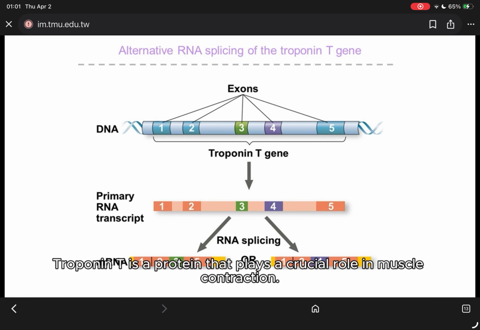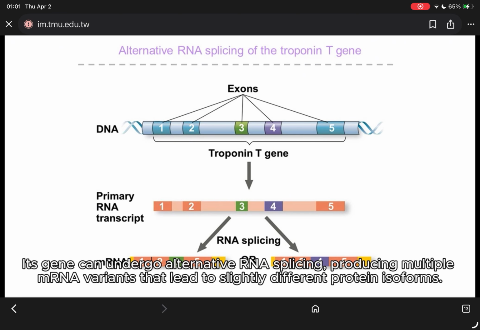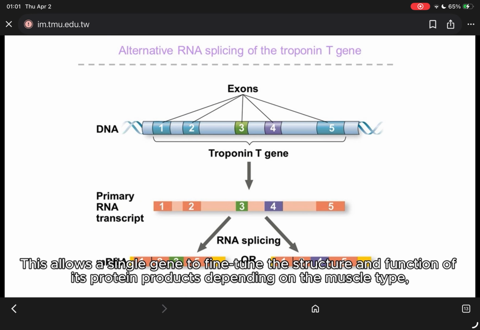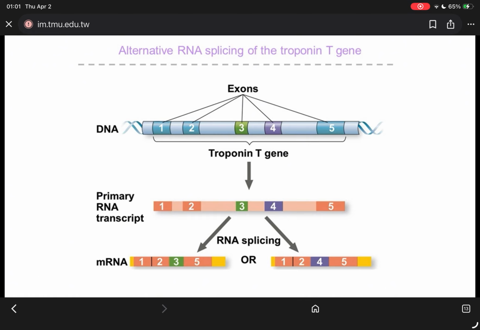Troponin T is a protein that plays a crucial role in muscle contraction. Its gene can undergo alternative RNA splicing, producing multiple mRNA variants that lead to slightly different protein isoforms. This allows a single gene to fine-tune the structure and function of its protein products depending on the muscle type, e.g. cardiac versus skeletal muscle, or the developmental stage.